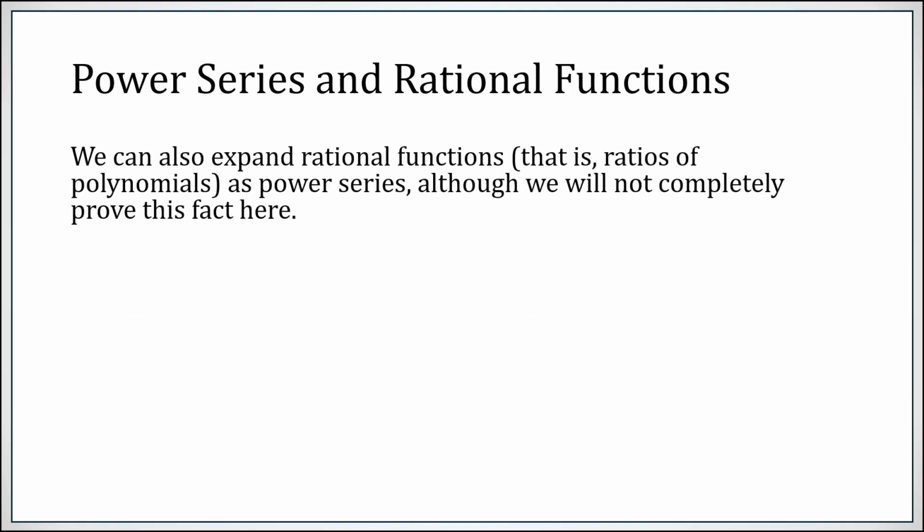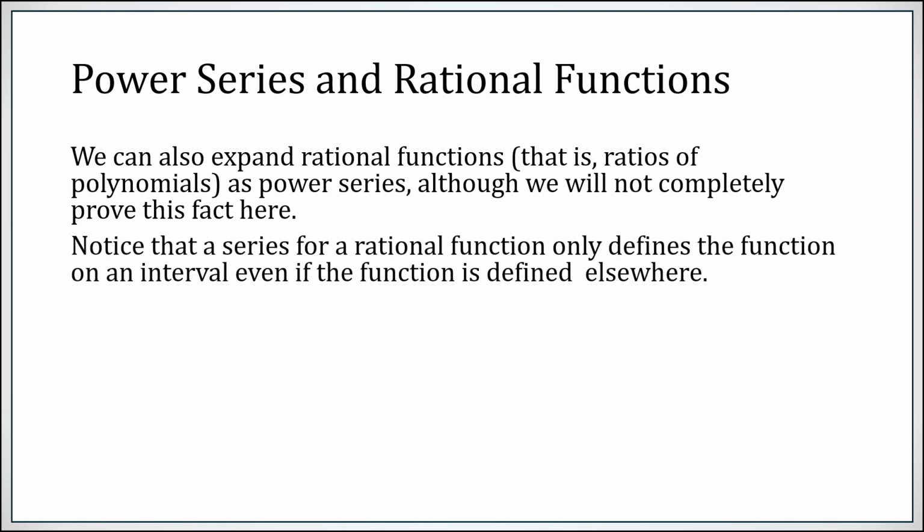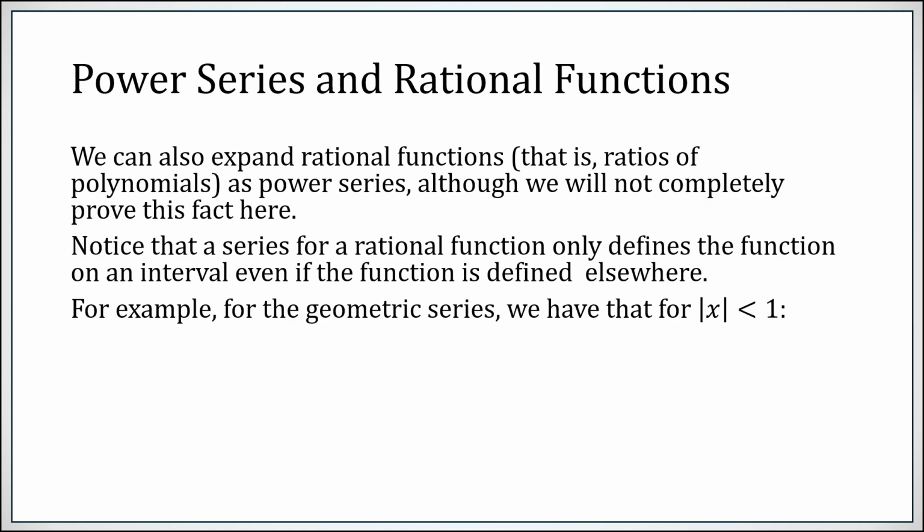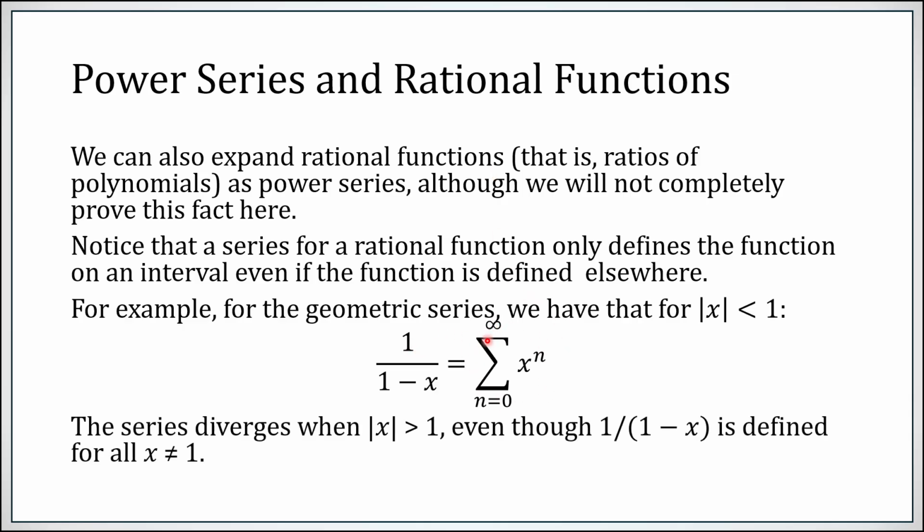You can also expand rational functions as power series. We're not going to completely prove that here. But notice that a series for a rational function only defines the function in the radius of convergence, in other words, on a specific interval, even if the function is defined elsewhere. For example, for the geometric series, we had 1 over 1 minus x is the sum of x to the n. This is a power series equal to that. But this only converged for x in between plus or minus 1, whereas this is defined for all x other than 1 itself. So this power series equals this function on an interval, specifically the interval of convergence for the power series.